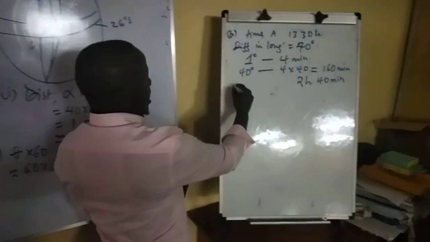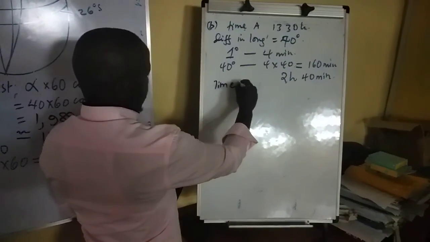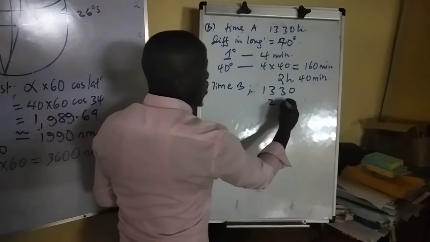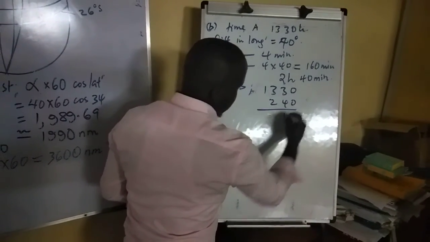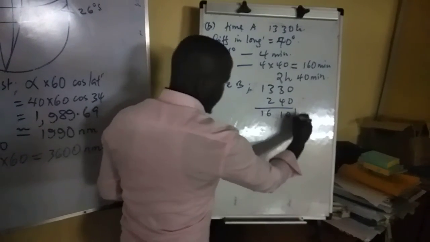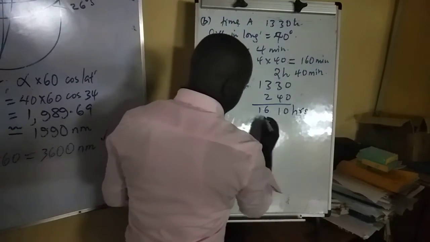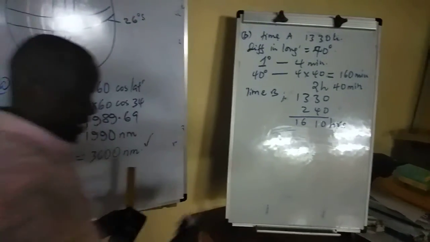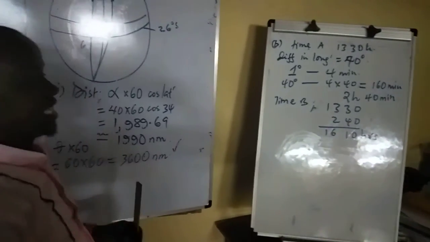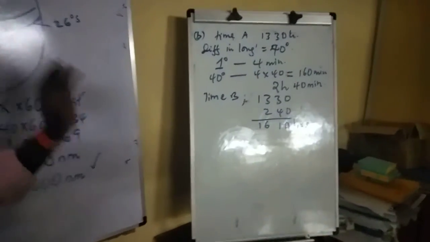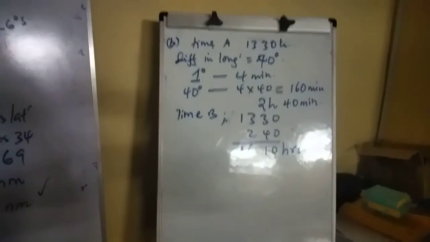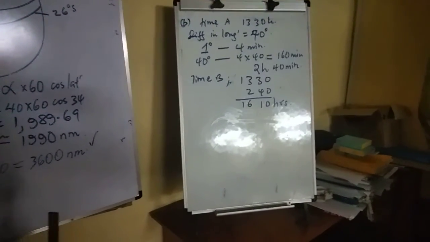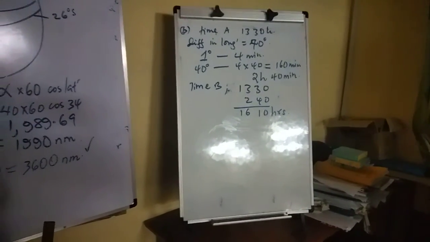Therefore, the time in B will be 13:30 hours plus 2 hours 40 minutes. This gives us 10 minutes, carry 1 hour, 16:10 hours. So the time in B is 16:10 hours. Because B is on the east side compared to A, in that case we add the time difference. In case it was on the west, we would have subtracted.